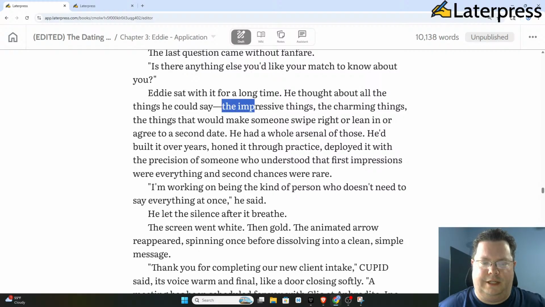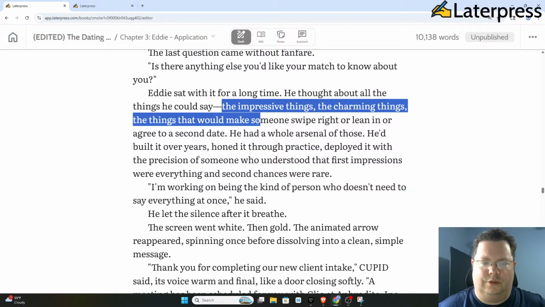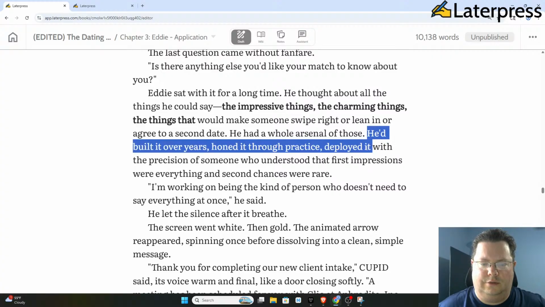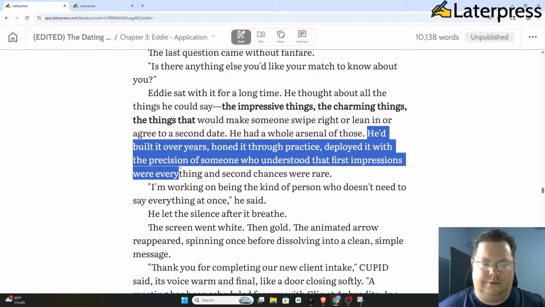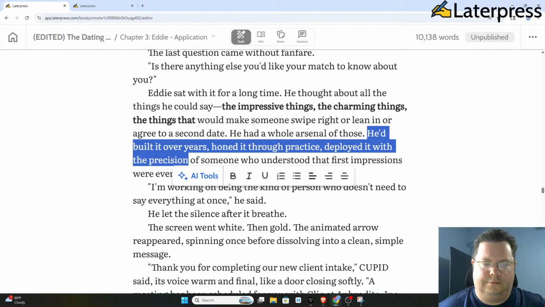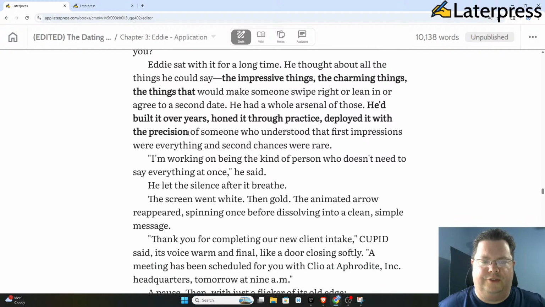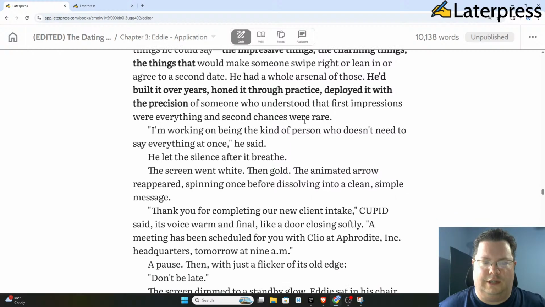All right, I'm not going to immediately fix this one, but I am going to bold that as a reminder. He'd built it over the years, honed it through practice, deployed it with the precision. Oh, wait, here's another one. 2, 3. Deployed it with the precision of someone who understood that first impressions were everything and second chances were rare.